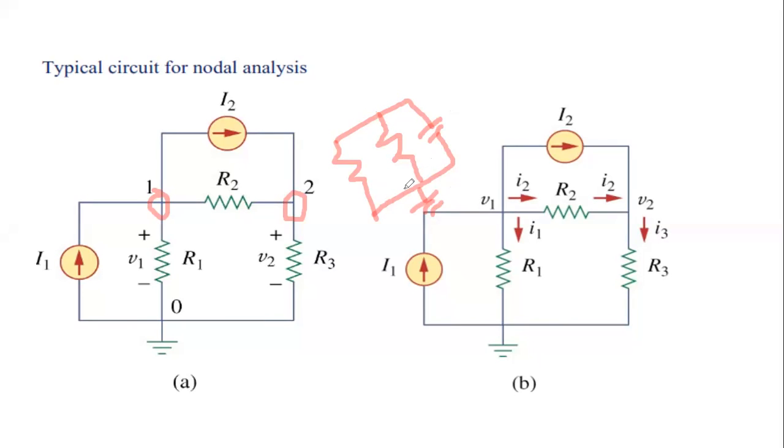5. Don't count this because this is a reference node. We don't count this one. We will not write the equation for this. This has zero potential. So don't count this. Just we have two resistors, one voltage source. They are joined like this. So can you tell me how many nodes are there?